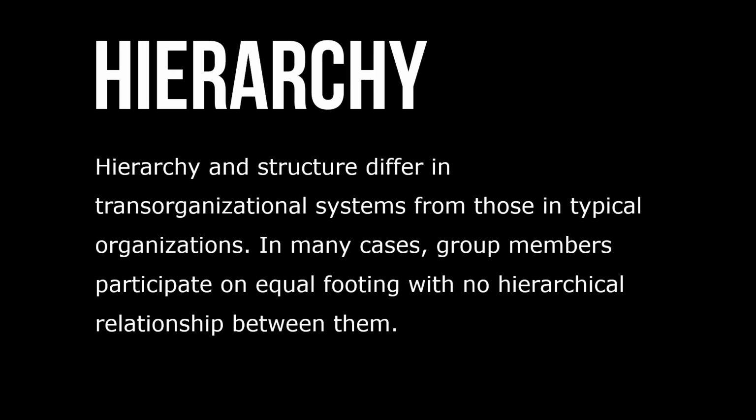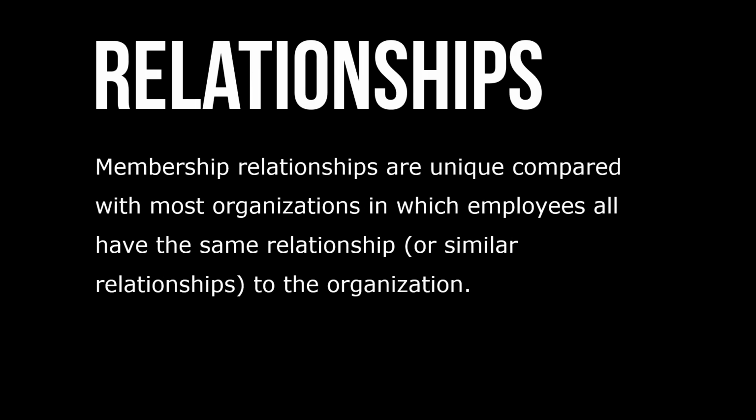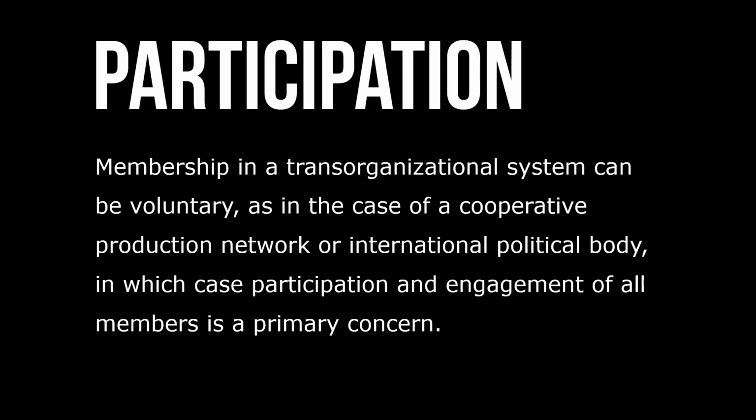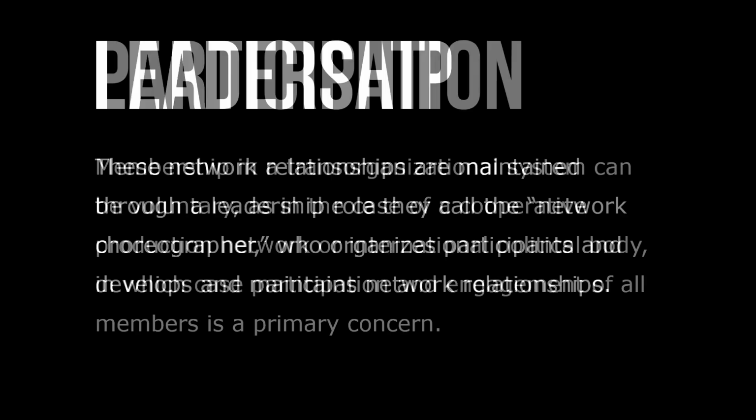Hierarchy and structure differ in transorganizational systems from those in typical organizations. In many cases, group members participate on an equal footing with no hierarchical relationship between them. Membership relationships are unique compared with most organizations in which employees all have the same or similar relationships to the organization. Membership in transorganizational systems can be voluntary, as in the case of a corporate production network or an international political body, in which case participation and engagement of all members is a primary concern.